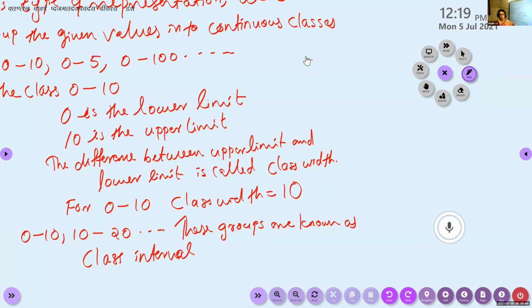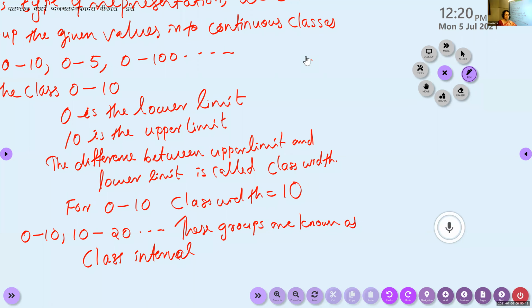So they are not choosing that class. Okay, 0 to 10 are not chosen because there is no income less than 100. So the least income may be 100, and they are starting with 100 to 125. This is the first class interval. The first class interval is 100 to 125.